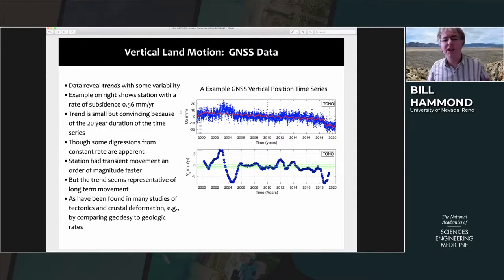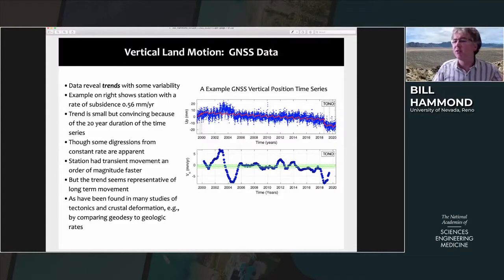Okay, so data from these stations can look something like this. This is an example of vertical positions over time. Each blue dot in this time series represents one day's worth of data. We can see there's a little bit of wiggling in the vertical motion, but overall there's a trend. In this case, we've collected about 20 years worth of data, and it seems to be describing a downward trend. If you fit this line, the subsidence is on the order of 0.56 millimeters per year. That's just a little more than half a millimeter per year.